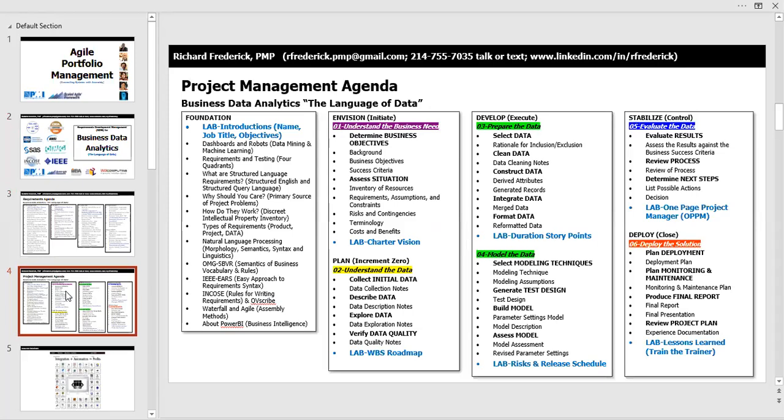But these two agendas are really useful as checklists if you're sitting in a meeting and trying to figure out, how do we do requirements, or how do we put together a project that is data oriented? Business intelligence, data mining, machine learning, anything of that nature. These are great checklists that you can go through to help you drive your meeting. That's why they're called agendas.